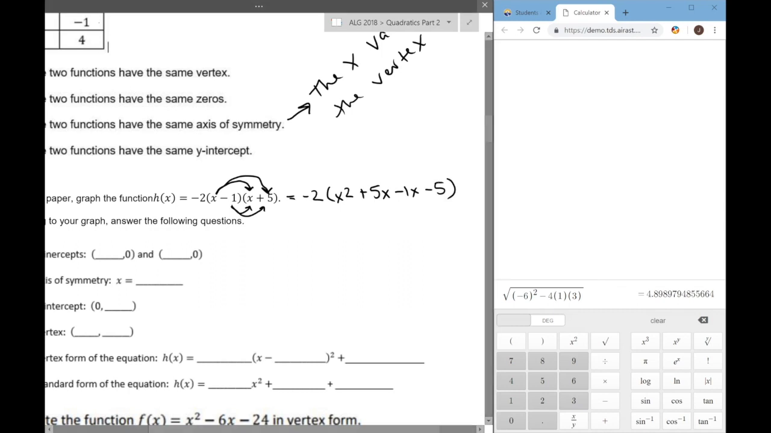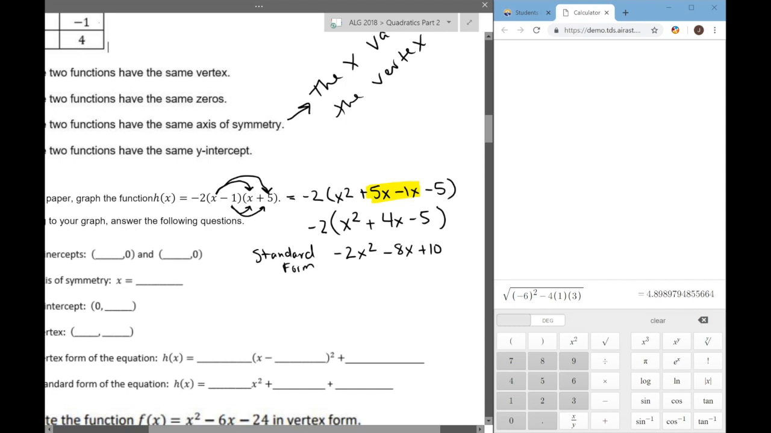Okay, you should see some like terms. Those like terms are in the middle. So therefore, you're going to combine those like terms. So it's x squared plus 5 minus 1 is 4, plus 4x minus the 5. Now what you're going to do is multiply all of these numbers by negative 2. So that's going to be negative 2x squared minus 8x plus 10. Okay, this is now called standard form.